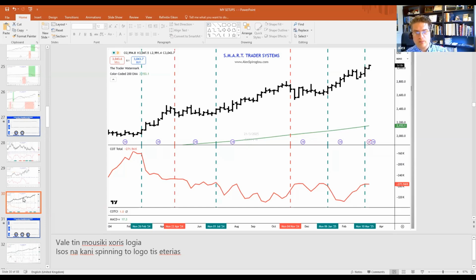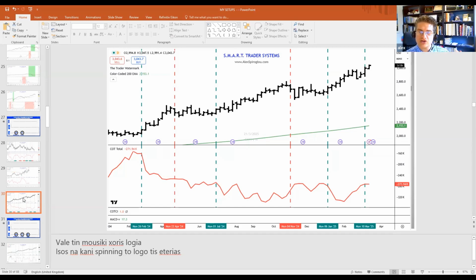So what you can see at the bottom of the chart, this squiggly red line, is the net position of commercial traders. So these are companies who actually participate in the physical markets and hedge via futures markets. So currently, the position is 271,000 contracts short.